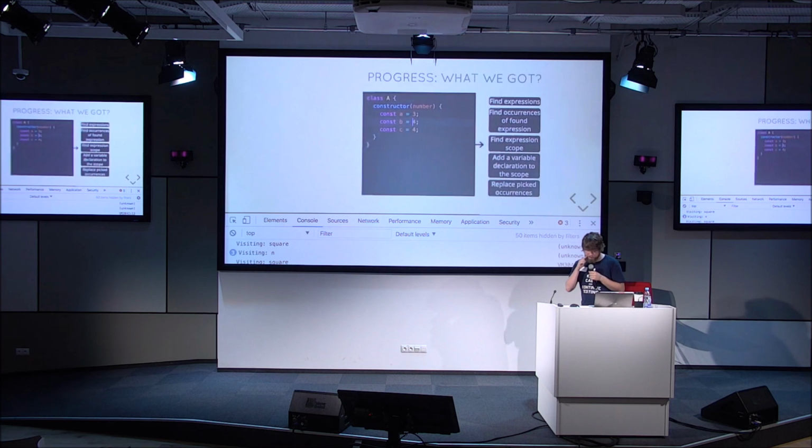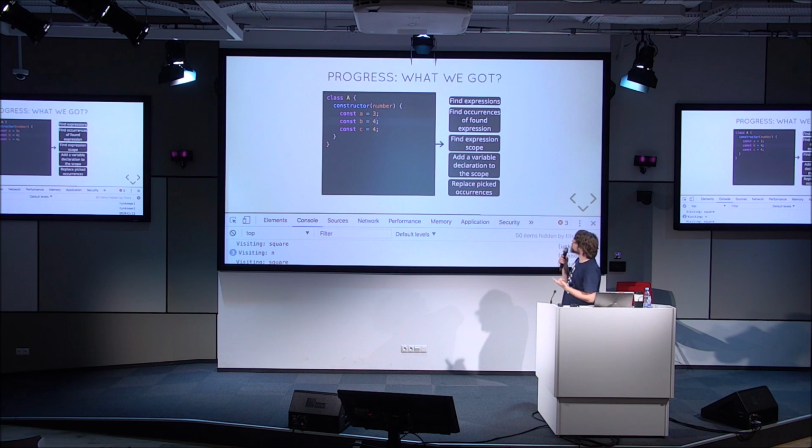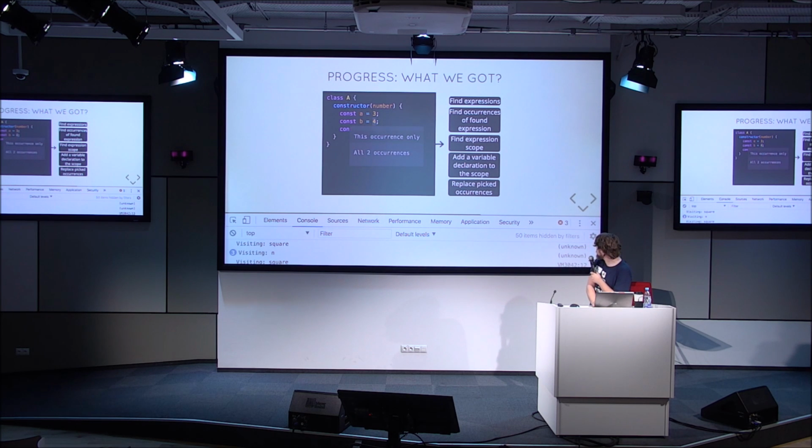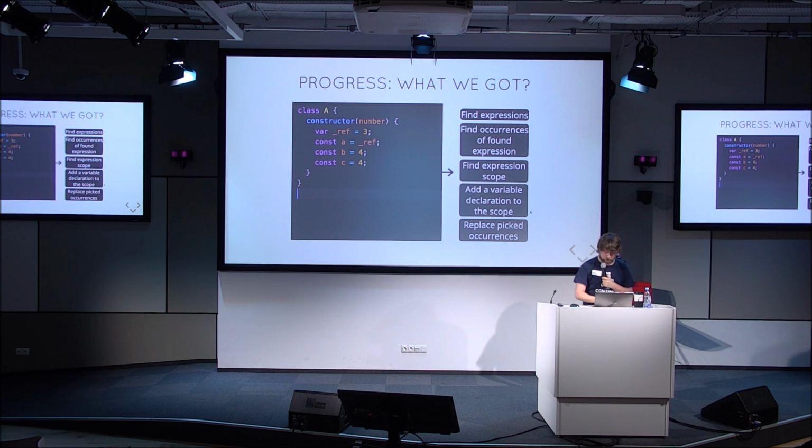Okay, so what we wanted to achieve is something like on the left. We need to find expressions that are under the current cursor. We need to find occurrences of the found expression. We need to find the expression scope, and then we can add a variable declaration to the scope and replace the picked occurrences. So I'll just turn off this console. Just as on the left, we want to extract the thing that is under our cursor into a new expression.